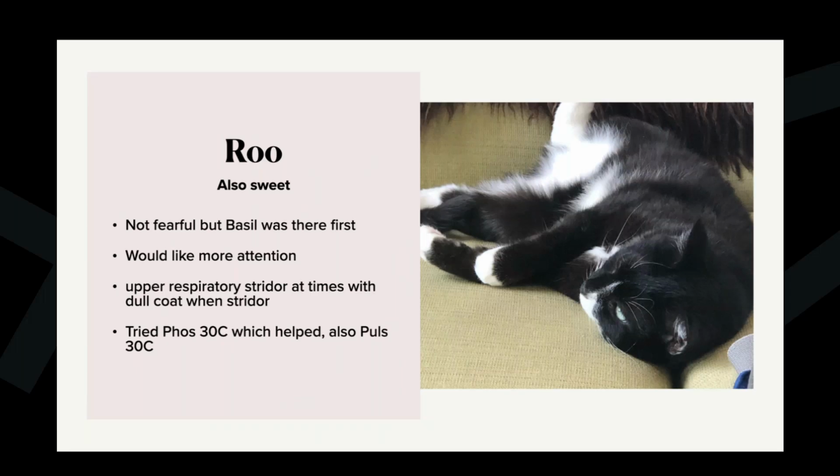But when Basil was alive, she did occasionally have some upper respiratory stridor and a dull coat when she was having the respiratory stridor. It wasn't very severe. It was fairly minor, but we tried some phosphorus, which helped, some pulsatilla, which helped. She also wanted to be held. She wanted to be cuddled. She didn't really mind me examining her, but she wasn't as into it as Basil.